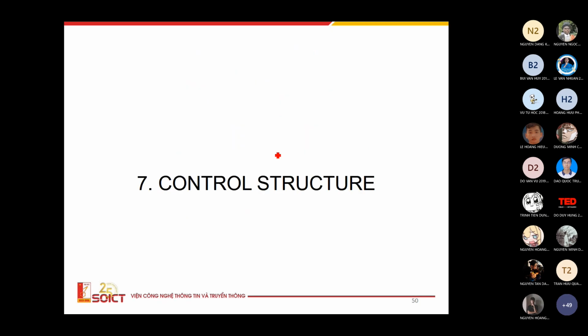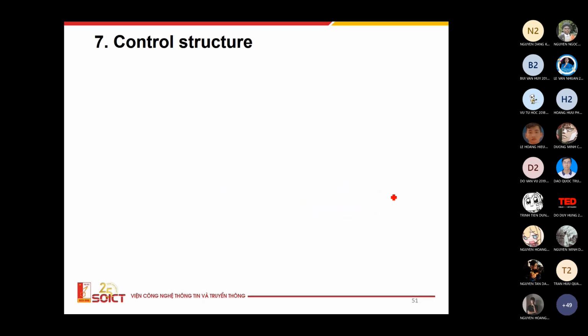Okay, and here we will talk about the control structure in Java. Okay, là các cái cấu trúc điều khiển. Điều khiển lệnh để cho nó thực hiện theo một cái thứ tự nào đấy mà mình muốn. Okay.